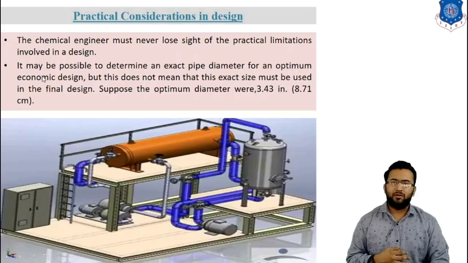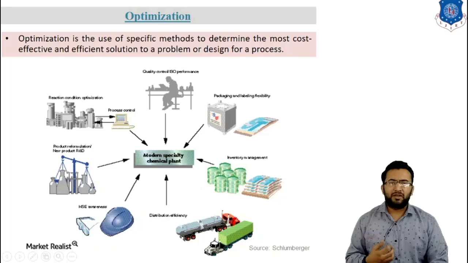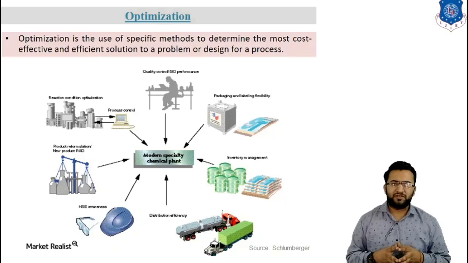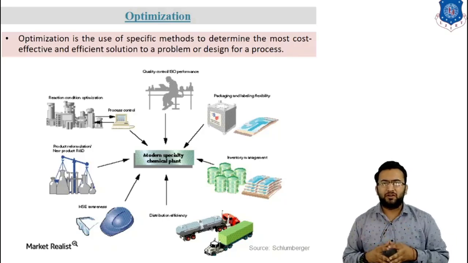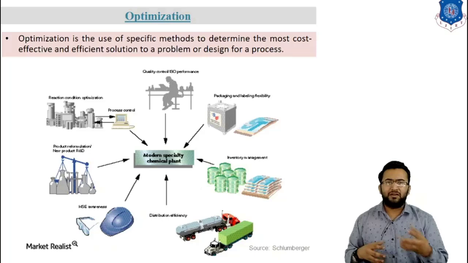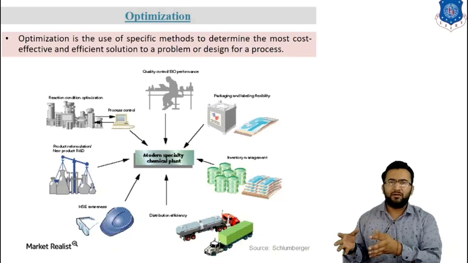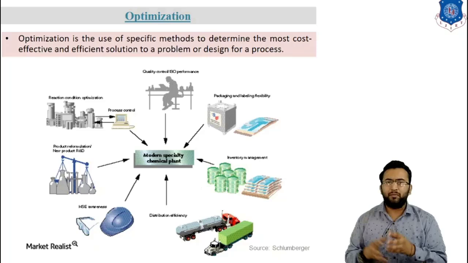Now let's talk about optimization. Optimization is the use of specific methods to determine the most cost effective and efficient solution to a problem or design for a process. This technique is one of the major quantitative tools in industrial decision making. A wide variety of problems in decision, construction, operation and analysis of chemical plants can be resolved by optimization. If there are two or more methods for obtaining exactly equivalent final results, the preferable method would be the one involving the least total cost. This is the basis of optimum economical design.